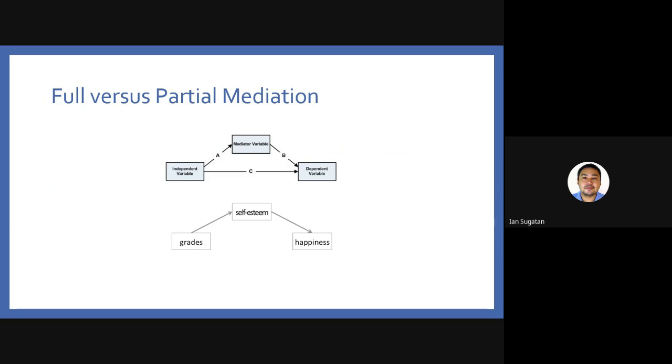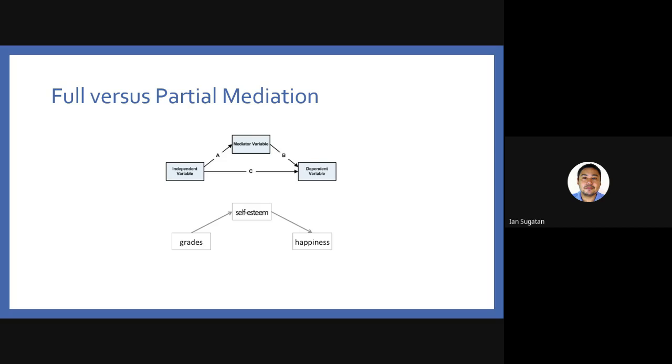So rather than a direct causal relationship between the independent variable and the dependent variable, a mediation model proposes that the independent variable influences the mediation variable, which in turn influences the dependent variable. So the mediator variable serves to clarify the nature of the relationship between the independent and dependent variable.